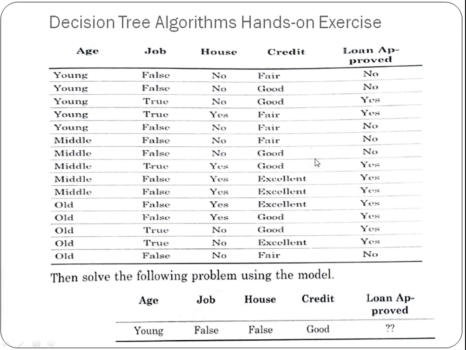Based on this data, which is going to be our training data, we will build a decision tree model, and we have a new scenario here: age young, job false, house false, and credit good. So we are going to predict whether the answer is going to be yes or no, meaning whether the loan can be approved or not. Before going with this example, let us revise the algorithm once again. We'll see the algorithm and we'll come back to this problem again.